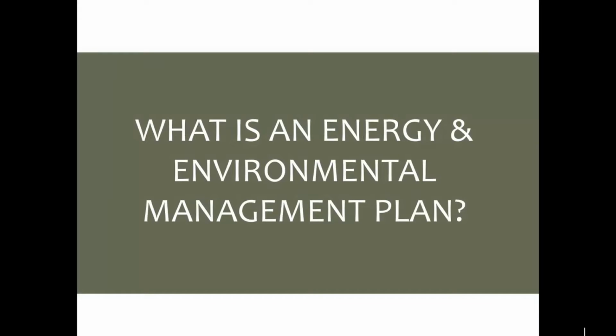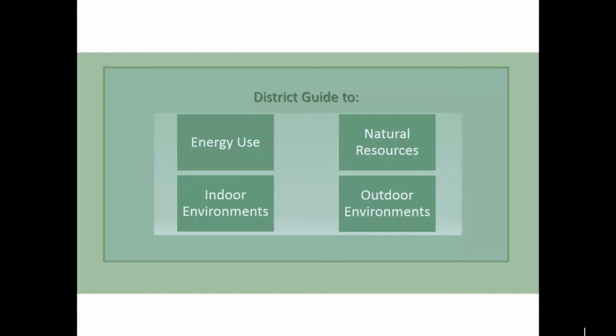What is an energy and environmental management plan? The plan is a district's guide to how it will manage its energy and utilities use, its indoor and outdoor environments, and its use of natural resources. Your district should already have a facilities master plan and a capital plan, as well as related educational specifications, a technology plan, and a maintenance plan.